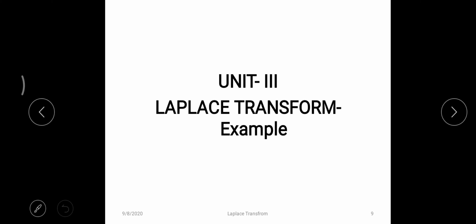In the previous lectures, I introduced the Laplace transform, the formula for the Laplace transform, and how I can relate Laplace and Fourier. In this lecture I am going to explain some examples of the Laplace transform, how to find the Laplace transform for any signal.